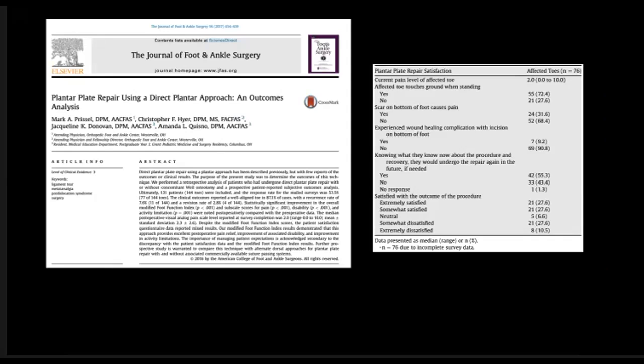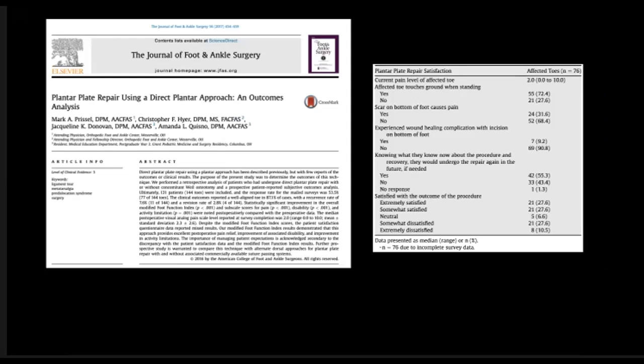They also did a survey to all their patients, and unfortunately, only 53% of these patients responded back. So it's roughly 76 toes, and it was a very mixed review. Of the 76, they stated that 27% of the toes did not purchase the ground, 31% were left with a painful scar, and 43% would not undergo this procedure again. So a very mixed review on this approach.